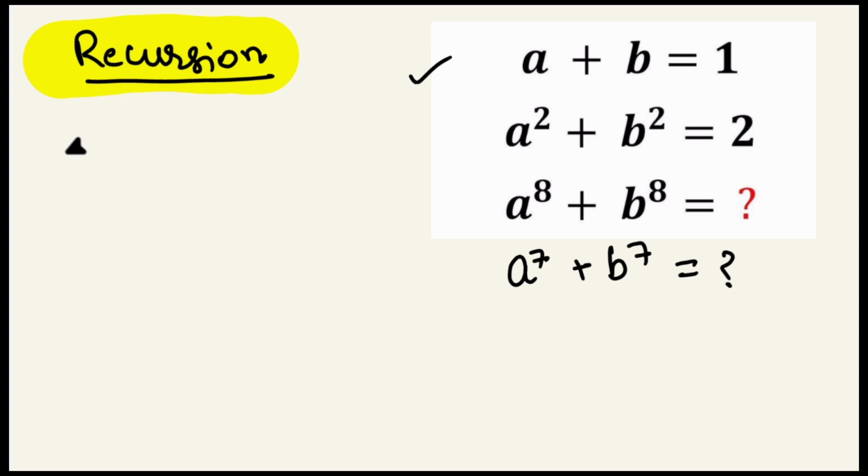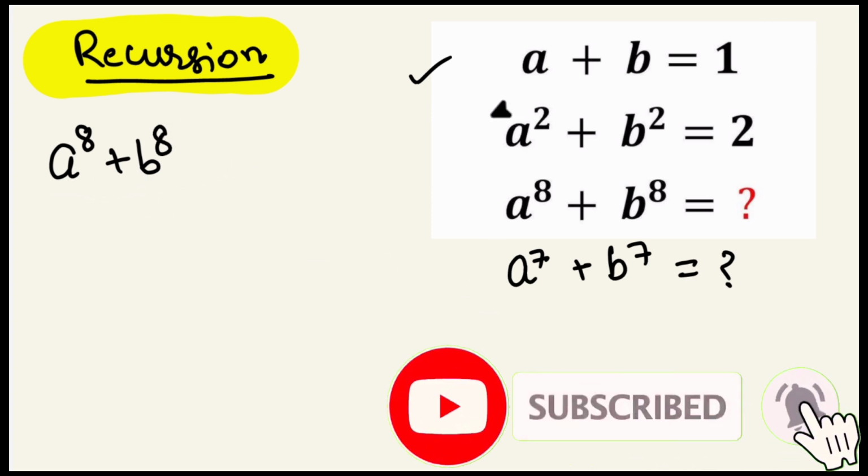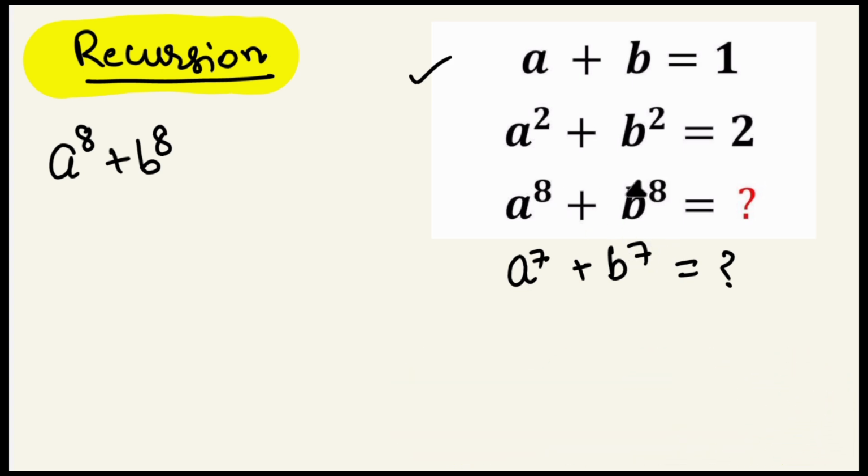In recursion, we try to build a relationship among the previous terms to get the value of the current term. For example, if we have to find the value of a to the power 8 plus b to the power 8, then first of all it is assumed that we already know the value of all the previous terms, that is a to the power 7 plus b to the power 7, a to the power 6 plus b to the power 6, and so on and so forth up to a plus b. And by building a relationship among those previous terms, we'll evaluate this. So let's build this recursive relation to evaluate a to the power 8 plus b to the power 8.